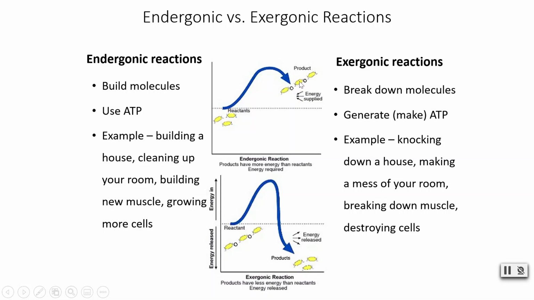And not only does this happen inside your body, but this happens outside. This happens when you build a house, when you clean your room. This does happen when you build new muscles and new cells, things like that. But you can do this outside of your body as well. Now, exergonic reactions are the opposite. Exergonic reactions, we are going to take a larger reactant, so now a bigger molecule to start with.